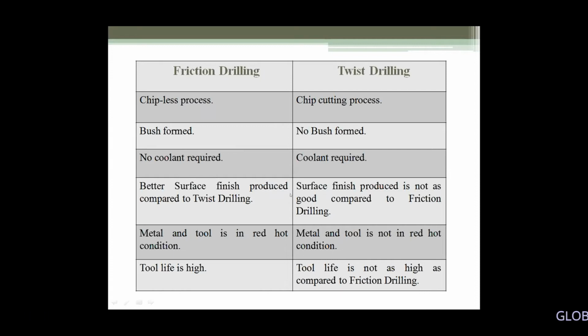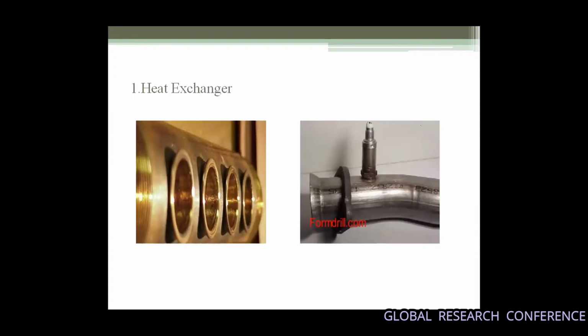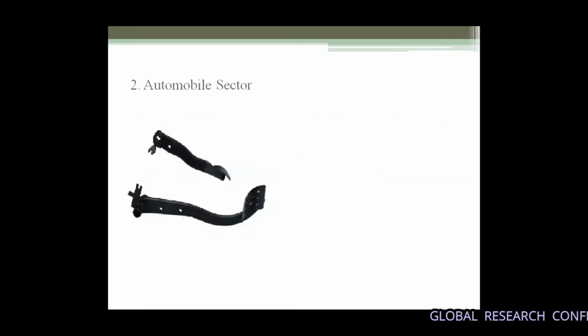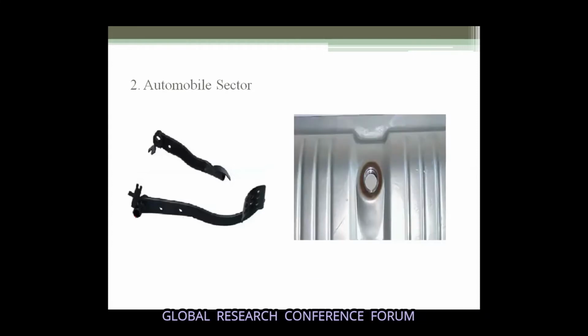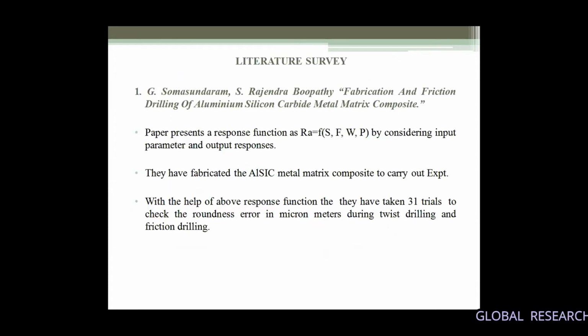These are the comparisons between friction drilling and twist drilling; I am not discussing this again, as I already discussed it. Friction drilling has a wide range of applications in the industrial sector, the biomedical sector, and thermal areas also. These are heat exchanger applications where there is a requirement of the boss and the bush, which we usually get with friction drilling. These are the automobile sector applications, and these are the biomedical sector applications where we need this type of friction drilling process.